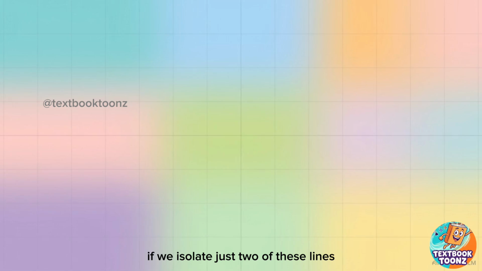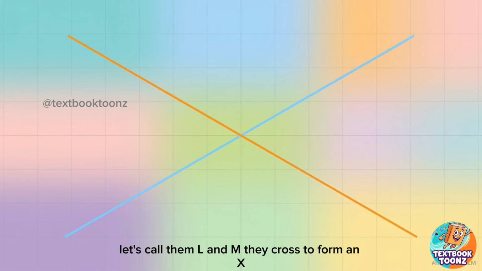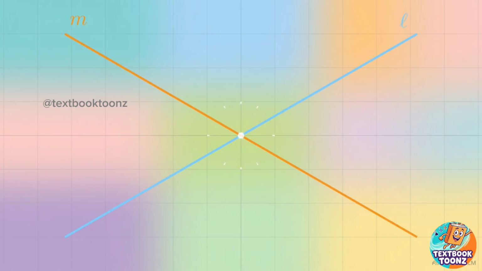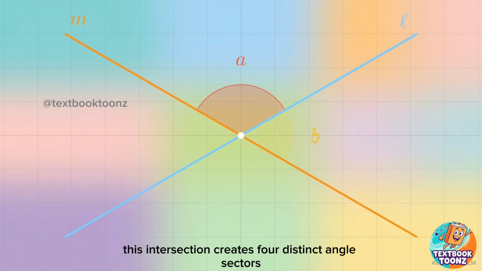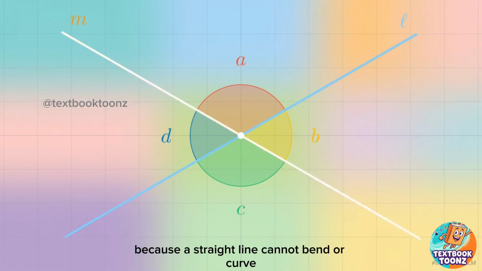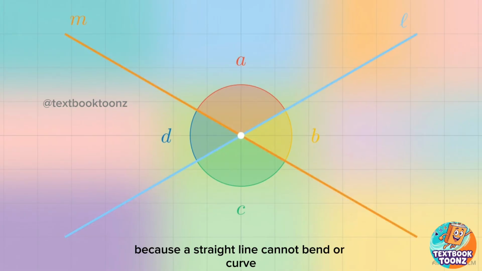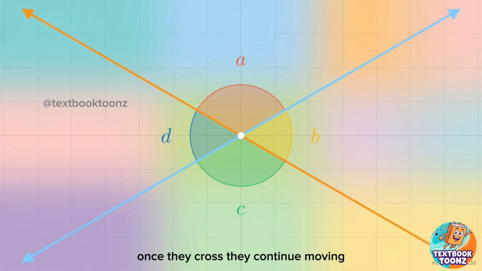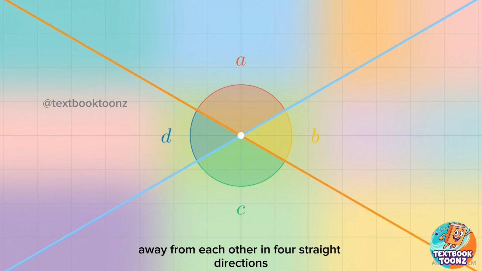If we isolate just two of these lines, let's call them L and M, they cross to form an X. This intersection creates four distinct angle sectors around a single center point, which we'll label A, B, C, and D. Because a straight line cannot bend or curve, these two lines can only meet at one exact point. Once they cross, they continue moving away from each other in four straight directions.